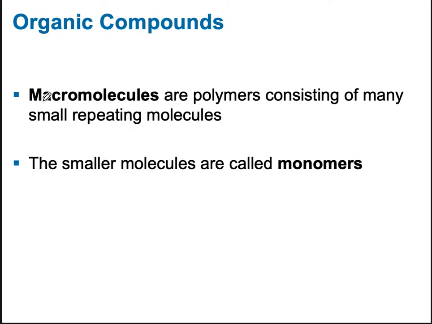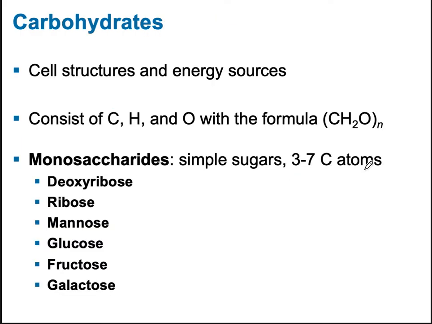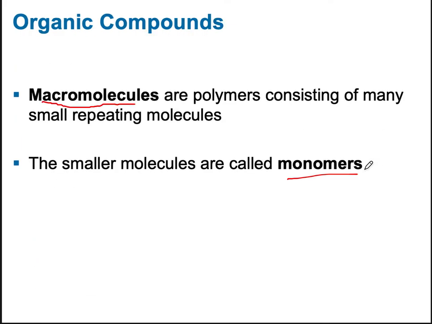So those would be the macromolecules that I just mentioned. They are all polymers consisting of many small repeating molecules. The smaller molecules, as we already mentioned, are the monomers. And they are put together through dehydration synthesis. So make sure you write that. All the macromolecules are polymers. They consist of repeating units called monomers, and those monomers are put together by dehydration synthesis, aka condensation reaction.